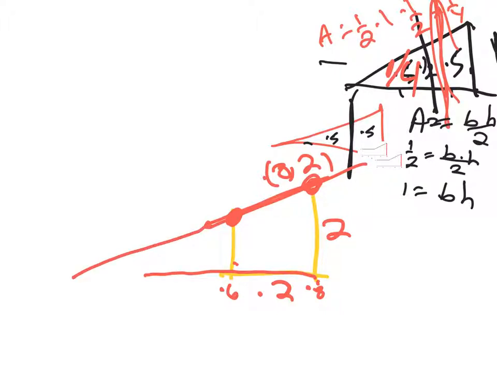Say it again. 0.4. What about 0.4? What's the y value? 1. I was trying to hear it from somebody. I thought I was hearing it. It's 0.4, 1. So that's a perfectly good point. So now I have 2 points to find the equation of.